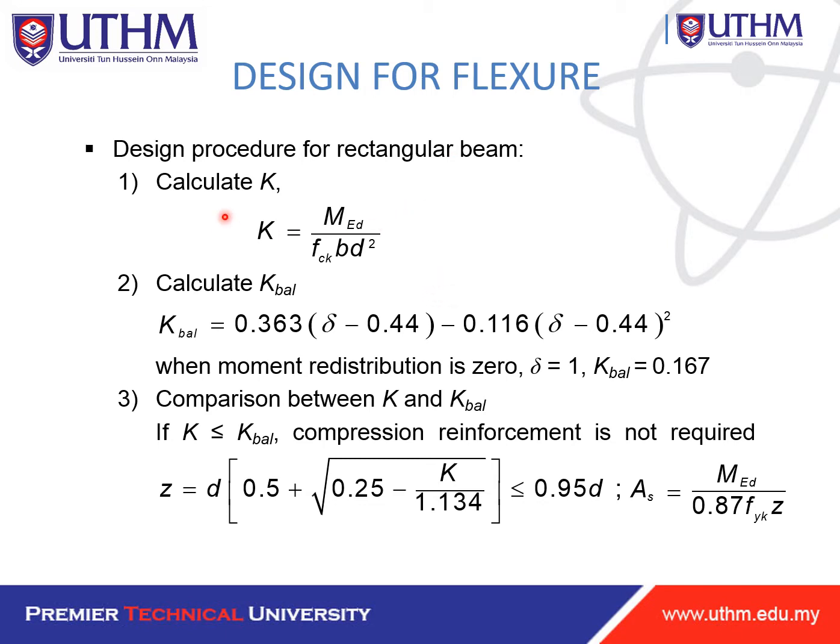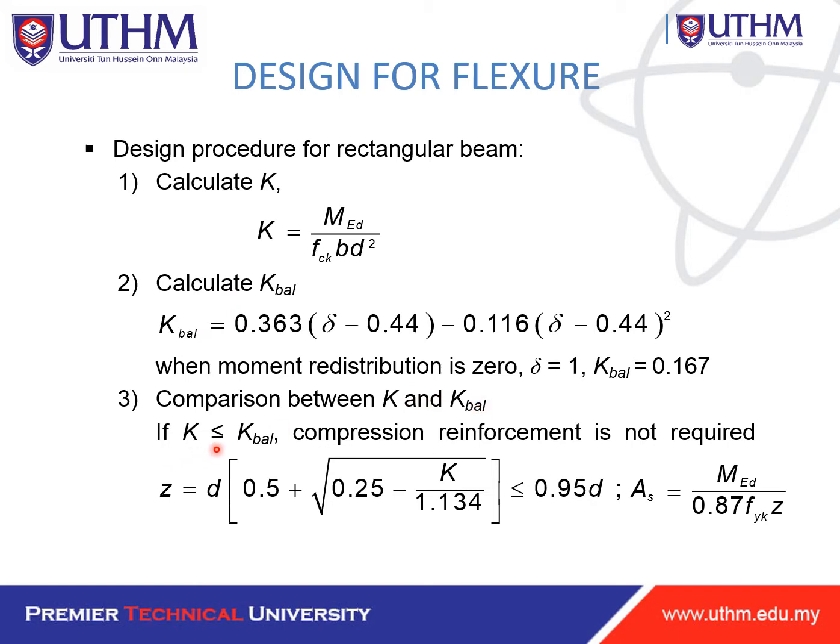So first we need to calculate the K. The value of K is equal to MED over FCK BD. Also after that we need to calculate the K balance. So K balance is equal to this formula. When the moment redistribution is 0, the sigma is equal to K balance, which is equal to 0.167. So after you get K and K balance, you will compare K and K balance.